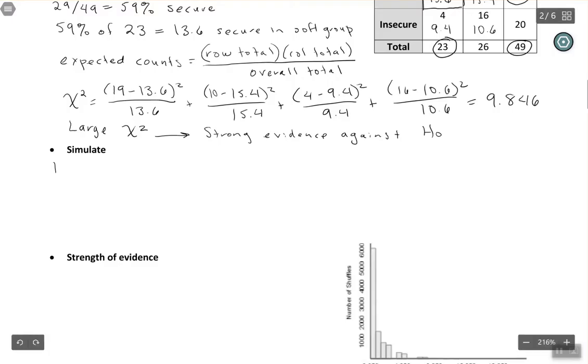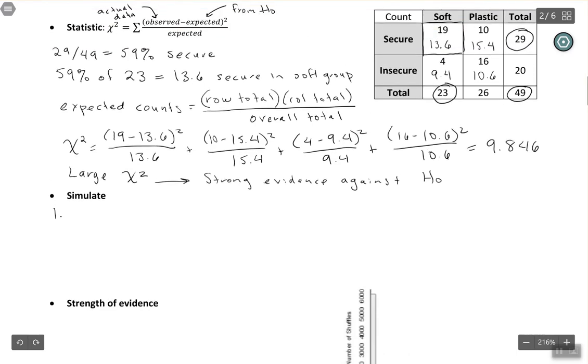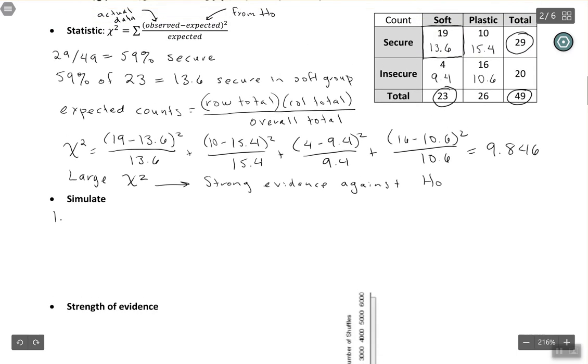So the main modification here comes from the fact that we have a categorical response variable instead of a quantitative one. So usually we would be writing quantitative values on our cards. Here we could just be writing secure or insecure, or we could even just use different colors if we didn't want to write it. So let's use 29 blue cards. I'm going to do that to be consistent with the applet. 29 blue cards, that's going to represent a secure attachment, and 20 green cards to represent an insecure attachment.